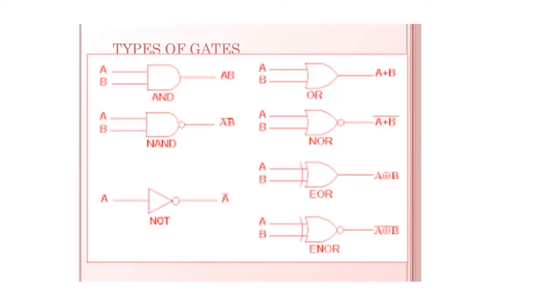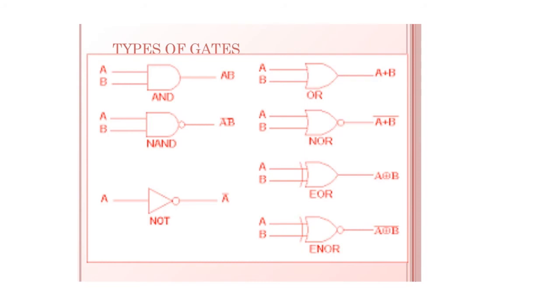The figure represents various types of gates. The first is the AND gate that you have already familiarized, where A and B are the inputs and the output is A dot B, or simply written as AB. And on the right side we have the OR gate, and the result is A plus B.